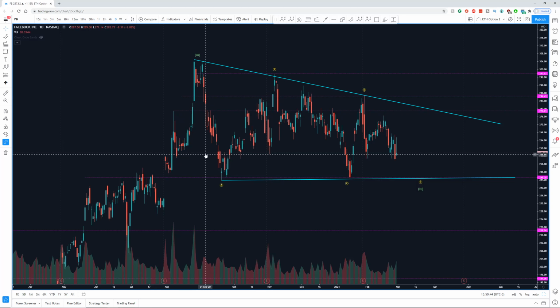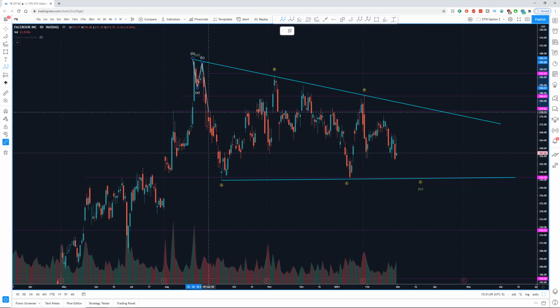One thing to note is that each of the waves of this triangle, each of our A, B, C, D, E, are made up of an A, B, C themselves. They all have to be three-wave structures. Sometimes they're going to be more obvious than other times, but let's try and dive in and find those.